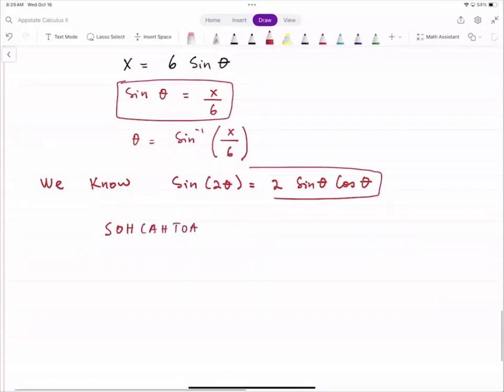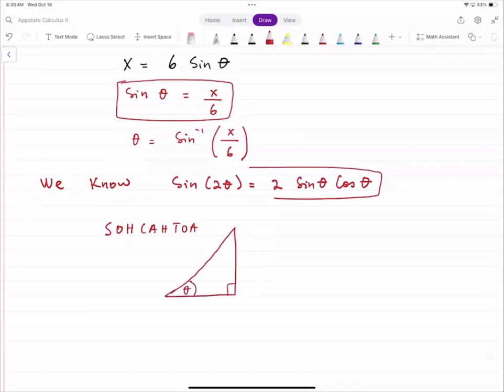So let's try to draw a right triangle here, and let me put the angle here. Remember, here we can see that it's sine theta. And so sine theta means opposite over hypotenuse. If our angle is here, what is our opposite? Here the opposite is x, and the hypotenuse is 6.